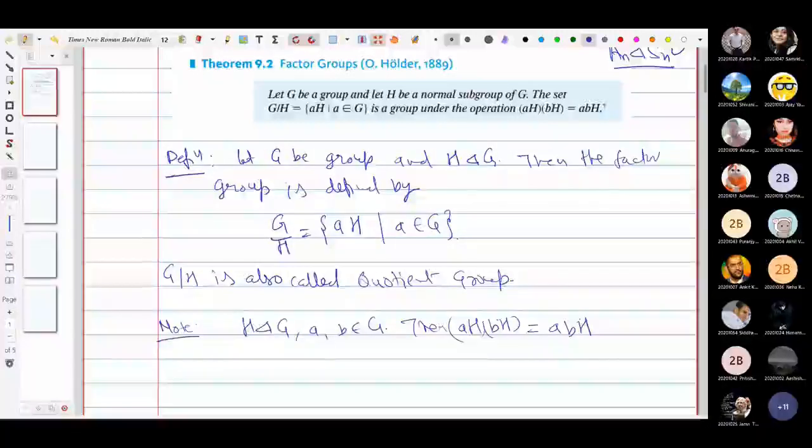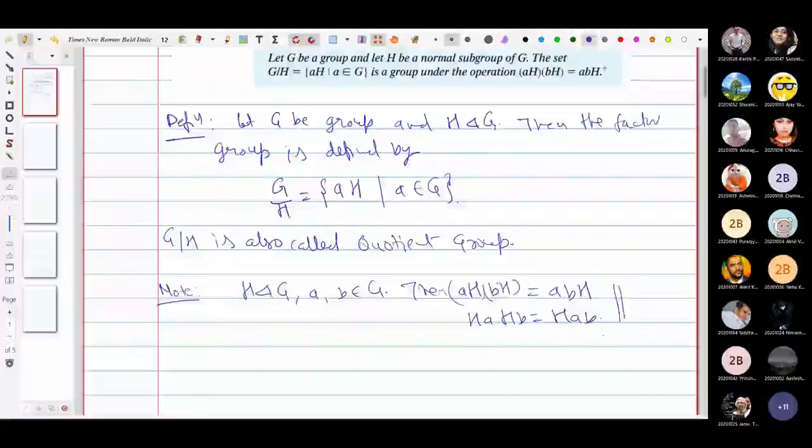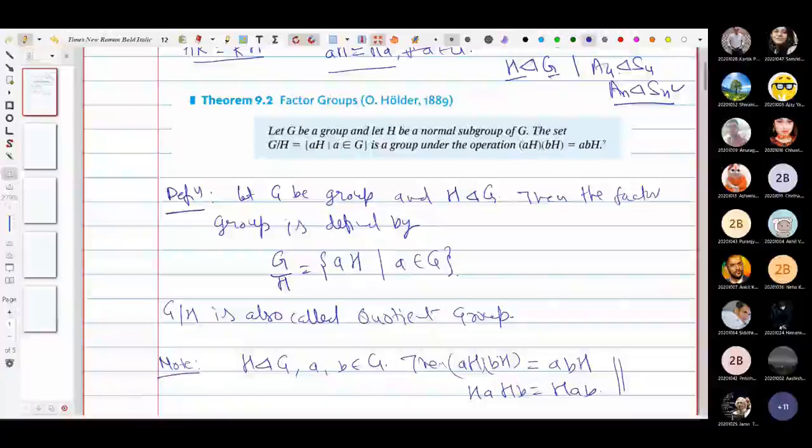And that we can write HA HB equals HAB. So these are the clues for how we can define the product or composition of two elements. So theorem 9.2 says that let G be a group and H be a normal subgroup of G. The set G by H, which is called a factor group or quotient group, is a group under the operation given by this one.